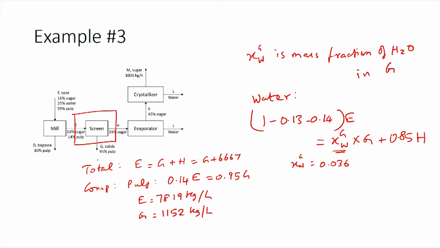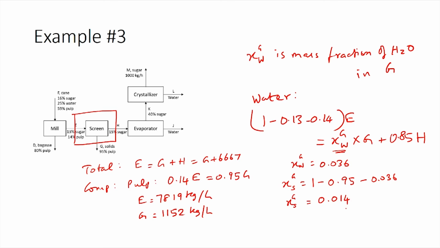So, how much of sugar is present in your solid stream? That would be given by the mass fraction XSG, which is 1 minus 0.95, which is the mass fraction of pulp in the solid stream, minus 0.036, which is the mass fraction of water in the solid stream, giving you the mass fraction of sugar in the solid stream as 0.014.